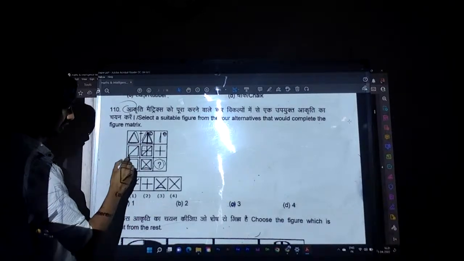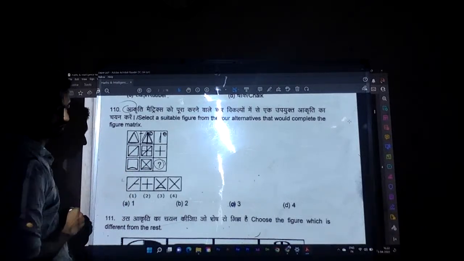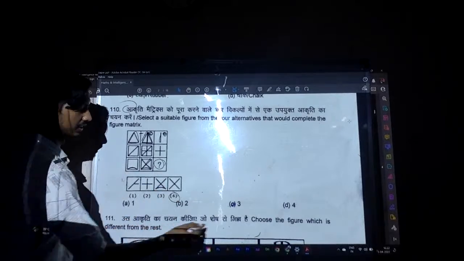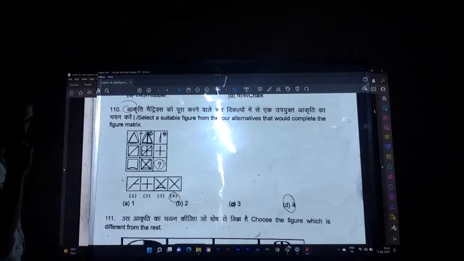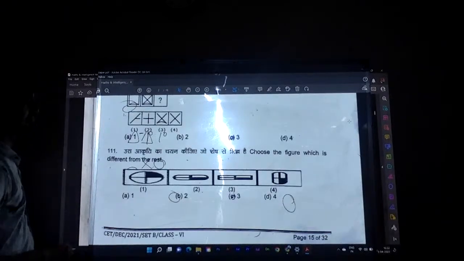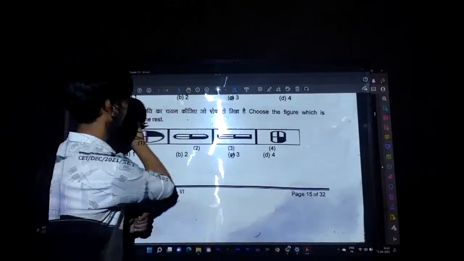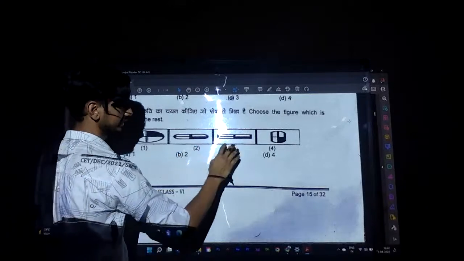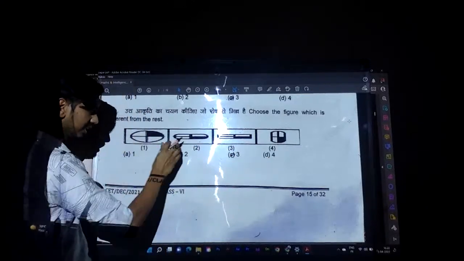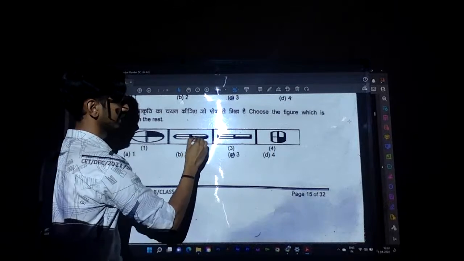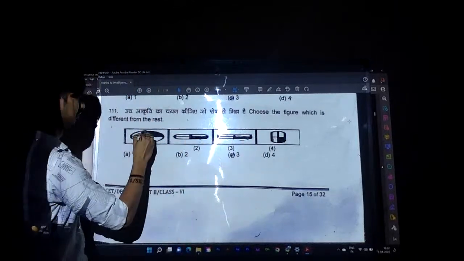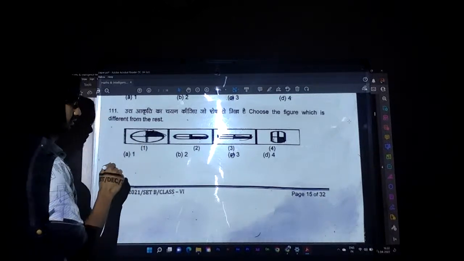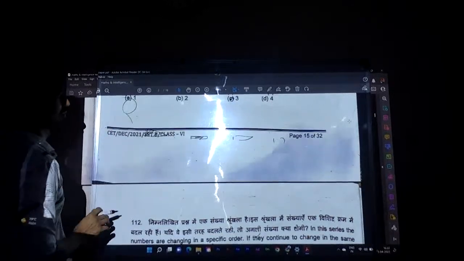When you minus these two, the box will get eliminated and the semicircle will also get eliminated. So we are left with the cross mark, and the cross mark is given at option 4. So the correct option will be option D. So in this question, we have to choose which figure is different from the rest. As you can see, the second, third, and fourth are the figures which have the last part colored, and only in the first one the second part is colored. So the right answer will be option A.